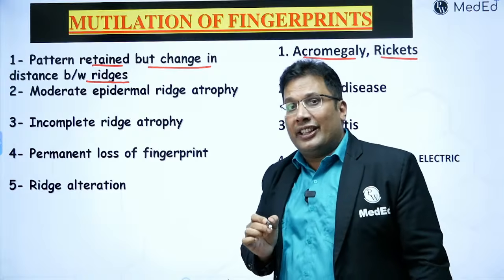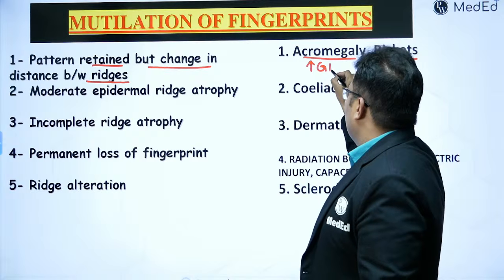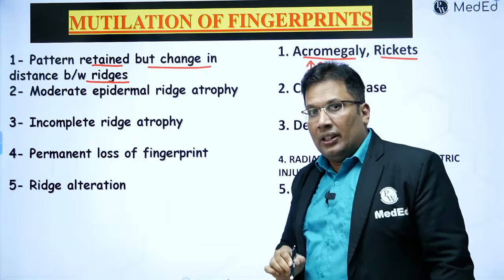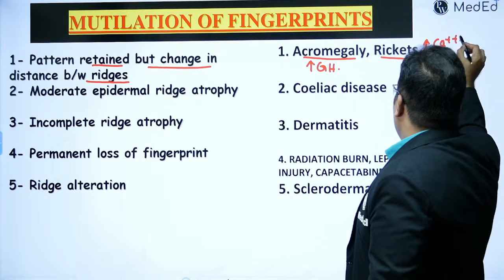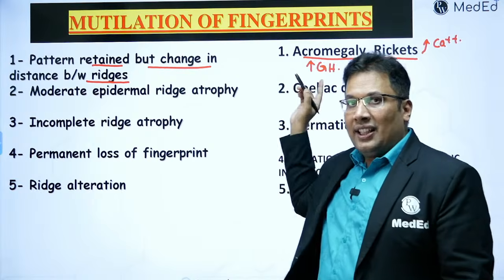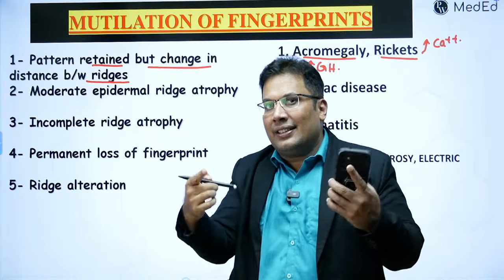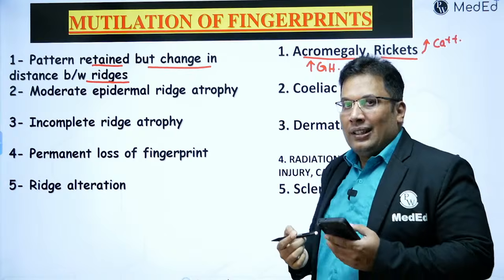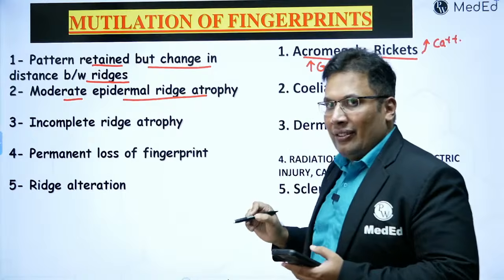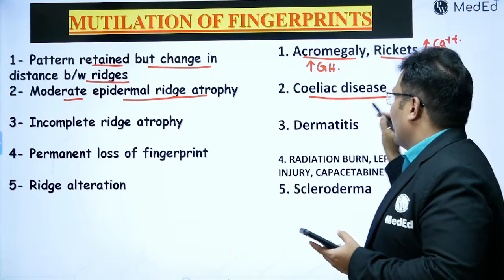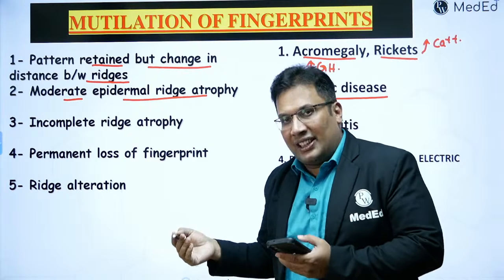As you know, acromegaly is because of increased secretion of growth hormone after puberty. Then second one, rickets, because of the calcium deficiency in the children. So in both the conditions the pattern is retained, but distance between the two ridges is changed. Then moderate epidermal ridge atrophy. So it occurs in celiac disease. Okay, celiac disease. So a condition of hypersensitivity.